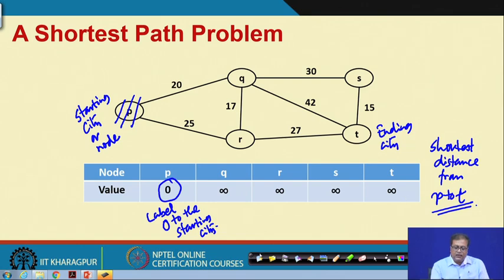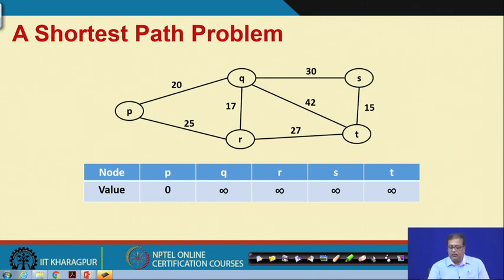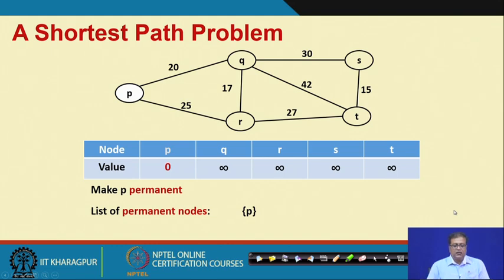So, if it is clear, then next let us see what happens in our next situation. Now P, our starting city, we make it permanent. So we have made P permanent. If you see, we have just colored it white, and put red color here, that means P is permanent.